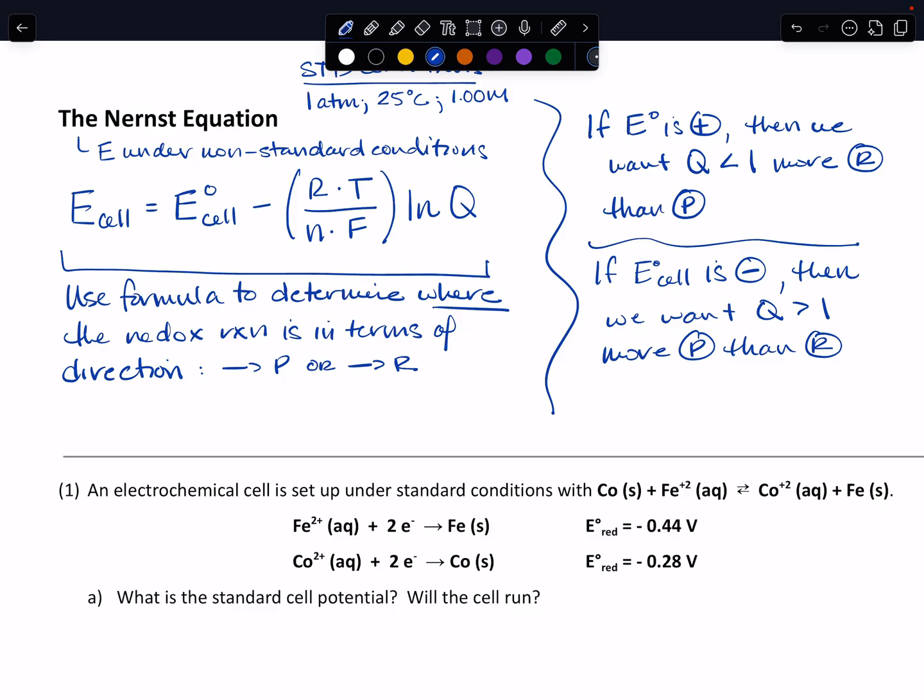And in general, if you have a negative standard cell potential, you can manipulate the temperature and the concentrations of things to see if you can make that last portion of the Nernst equation positive enough to overcome that negative standard potential. So it is a way to make a cell that would normally not run. By the same token, it is a way to make a cell that would run not run. By changing concentrations, we can impact the cell potential under non-standard conditions and make it run more or less effectively. It depends on what your goal is.